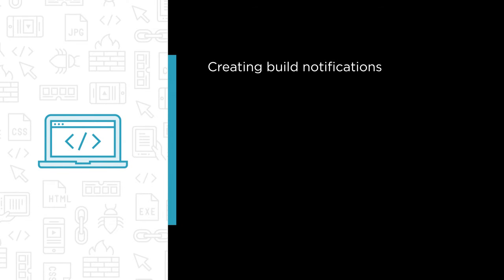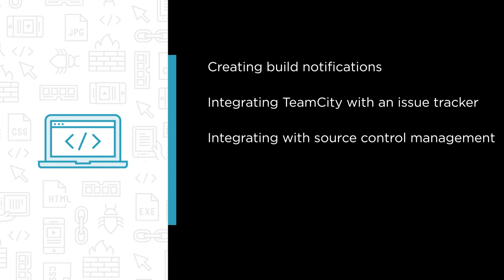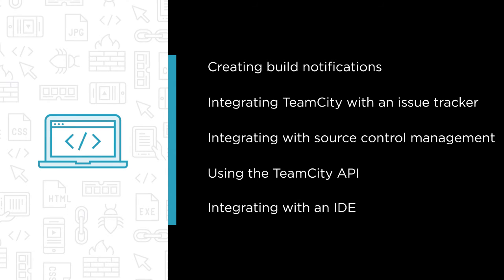Some of the major topics that we'll cover include creating build notifications on desktop, through email, and on Slack; integrating TeamCity with an issue tracker system to autocorrelate code fixes to defects in tools like Jira; integrating with source control management to align TeamCity builds with SCM pull requests and publish build statuses to SCM; using the TeamCity API to cover virtually any customized integration in a flexible manner; and integrating with an IDE to create personal builds, which gives developers a non-disruptive way to test the integration of work-in-progress code in a CI/CD pipeline.